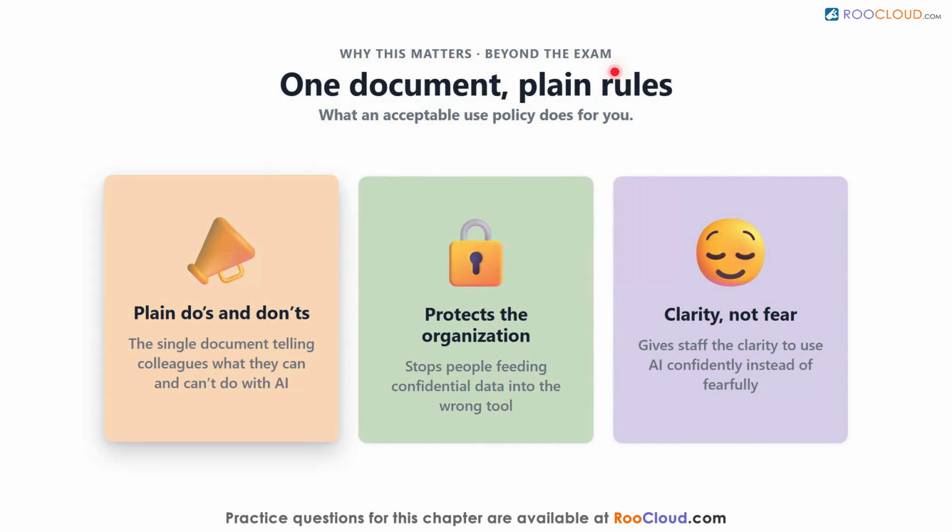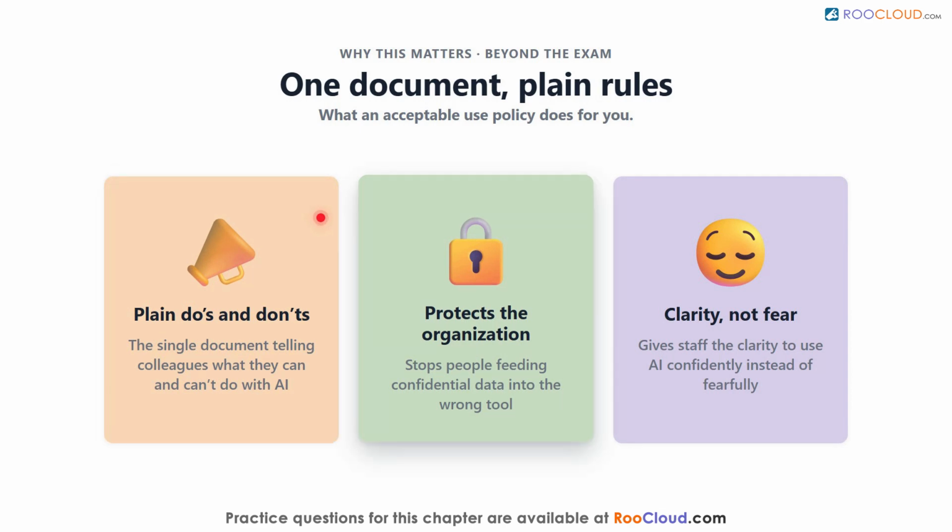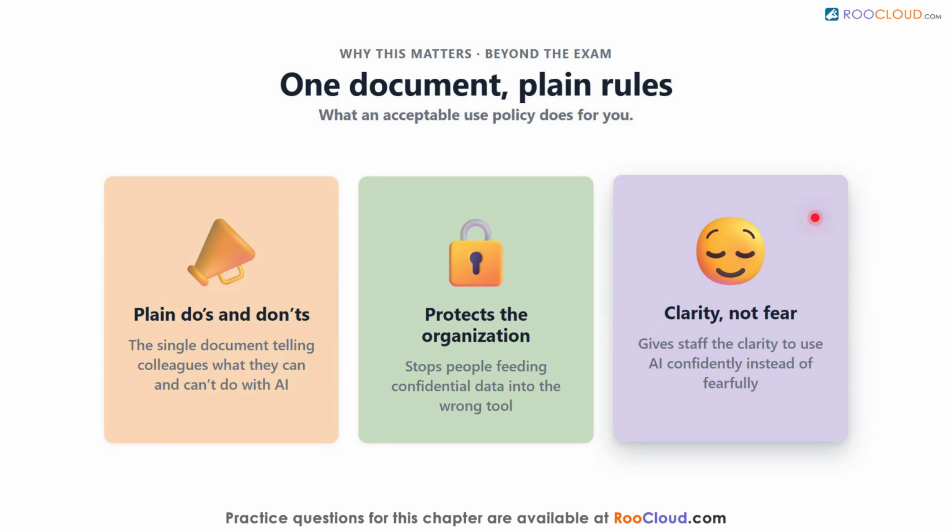Why does this matter beyond the exam? An acceptable use policy is the single document that tells your colleagues, in plain terms, what they are and are not allowed to do with AI. Knowing how to build one means you can protect the organization from people feeding confidential data into the wrong tool, and you can give staff the clarity they need to use AI confidently instead of fearfully.